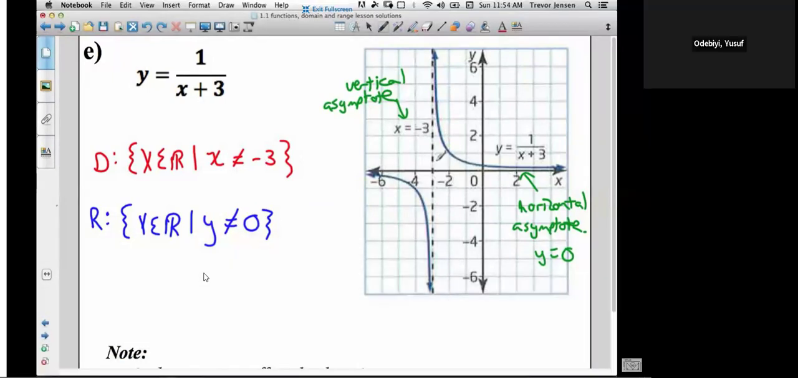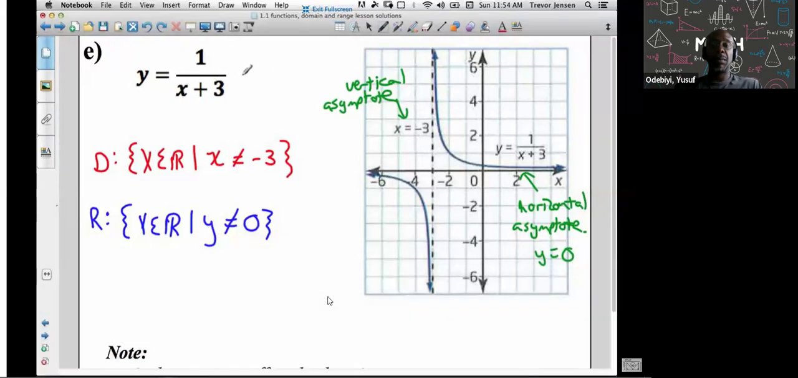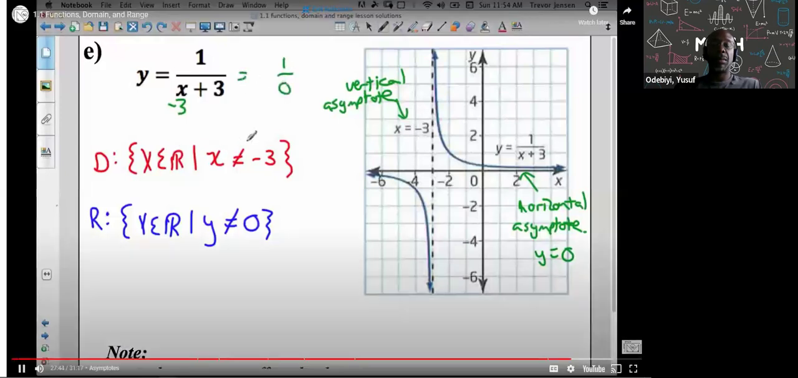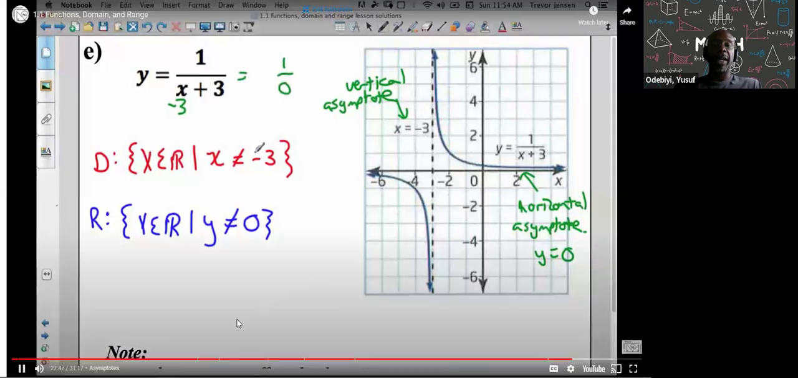It can approach and get very, very close, but it will not touch. There's a vertical asymptote at x equals -3. Why -3? Well, if we look at our relation, if I plugged in a -3 for this x, I would have -3 plus 3 in the denominator. -3 plus 3 is equal to 0, so I would have 1 over 0. And you know that dividing by 0 is undefined. You can't do it. That is the reason why you have a negative 3 as a vertical asymptote.